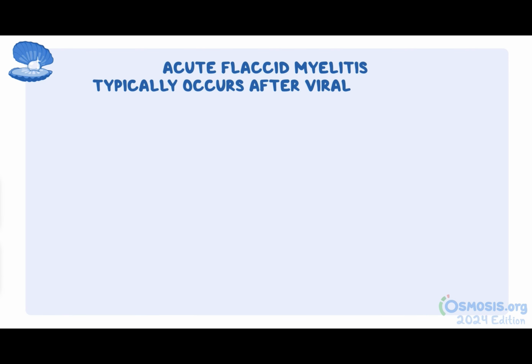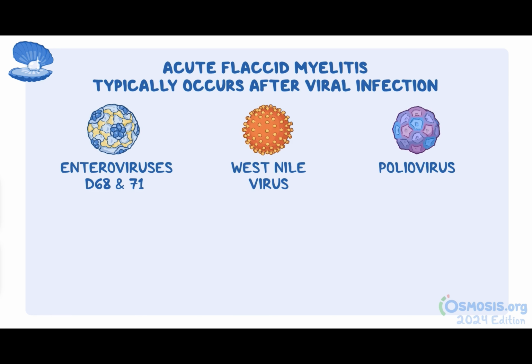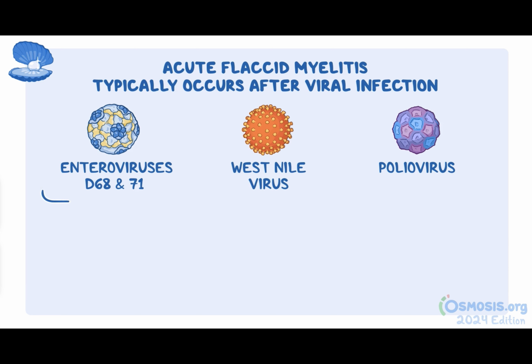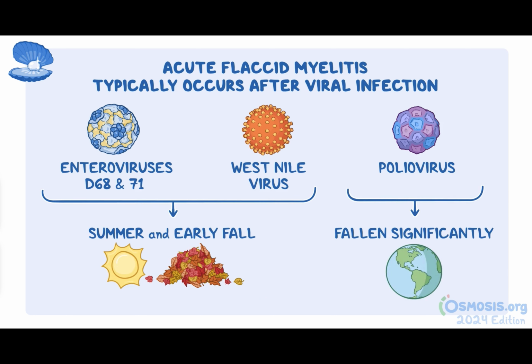Now here's a clinical pearl to keep in mind. Acute flaccid myelitis typically occurs after a viral infection, especially enteroviruses D68 and 71, West Nile virus, and poliovirus. Depending on the underlying infection, you can often identify the causative virus by testing serum, stool, nasopharyngeal, or CSF samples. Infections from enteroviruses D68 and 71 and West Nile virus are more common in the summer and early fall, while the incidence of poliomyelitis has fallen significantly due to widespread polio vaccination.